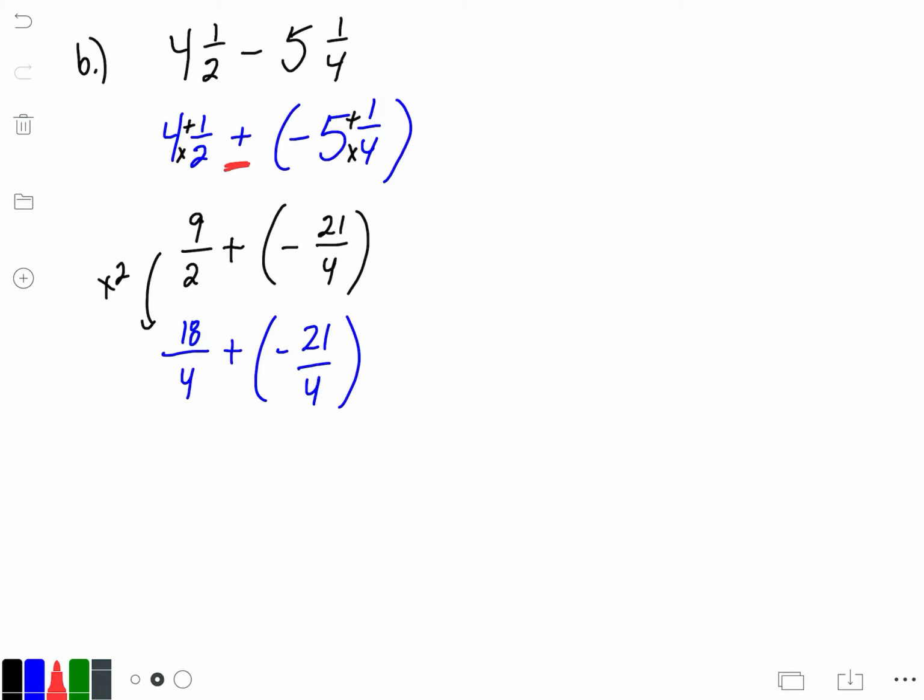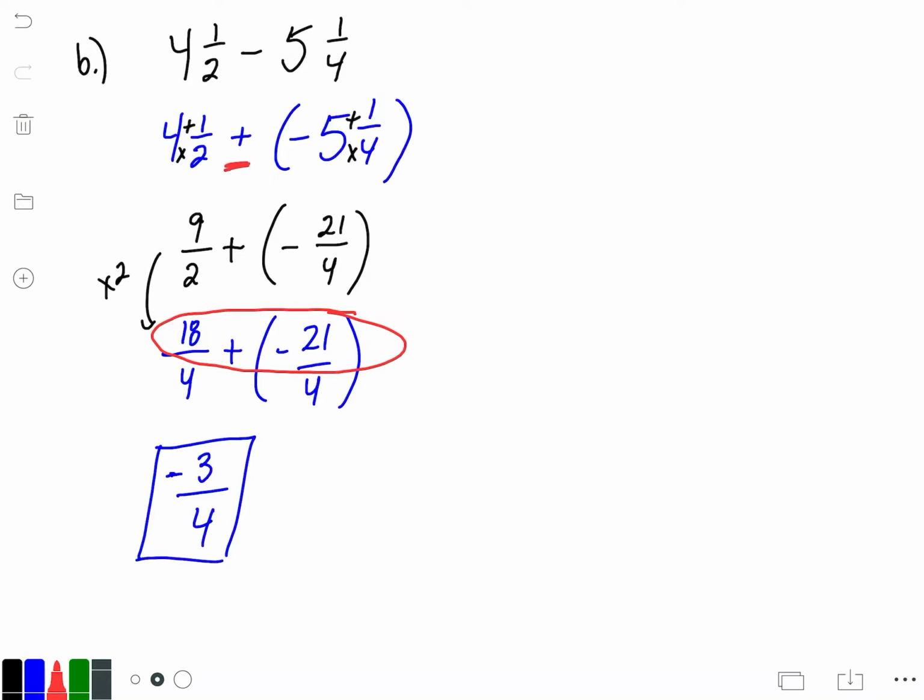And now you just look at your numerators since your denominators are the same. So if we've got 18 plus a -21, the signs are different, so you actually subtract. 21 minus 18 is 3. So I've got a -3 because your -21 has a larger absolute value, and your denominator stays a 4. And that's as simplified as that's going to get. This is a proper fraction this time, so you can't make it into a mixed number.